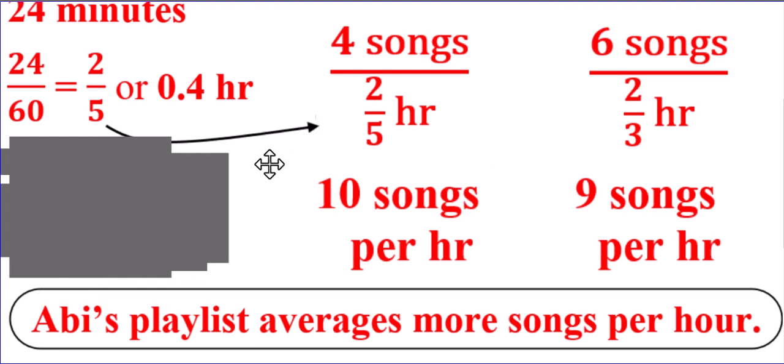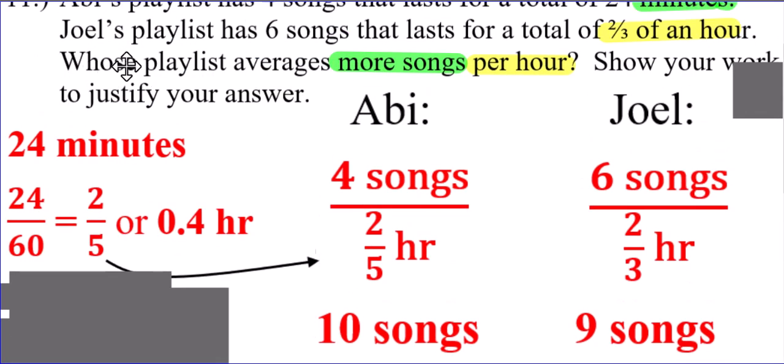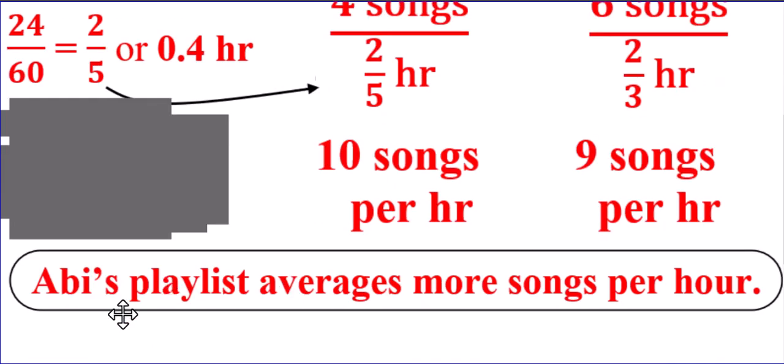If you circled 10 songs per hour, that does not actually answer the question. Whose playlist averages more songs per hour? You have to say whose playlist it was, Abby's or Joel's. And here you can see I'm clarifying that it is Abby's. Yes, you have to answer the question, a very important part of solving any kind of math problem.